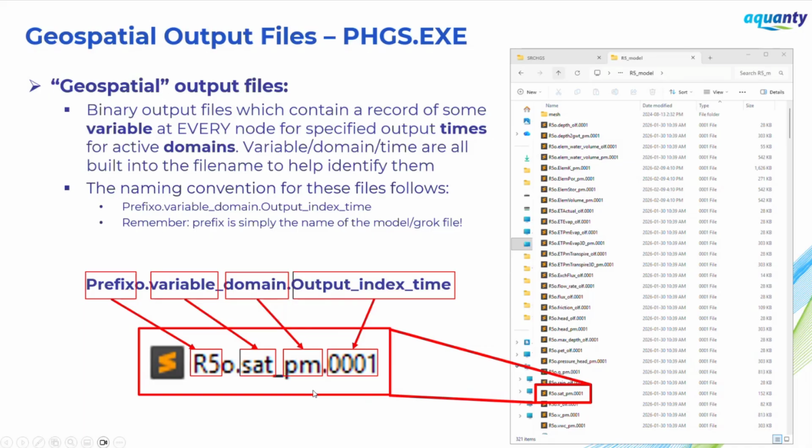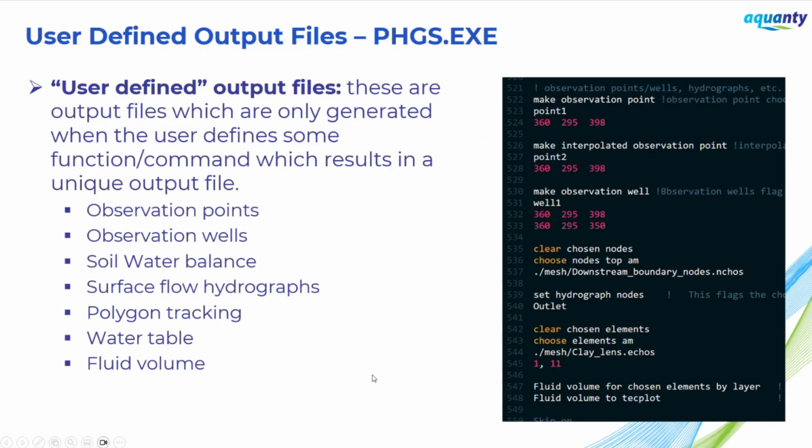FRAC, F-R-A-C, is short for fracture. And then you have the output index time. So 0001, that's output time number 1. With respect to those user-defined output files, the most common are going to be observation points, hydrographs as well. But you can also, there's a lot to choose from.